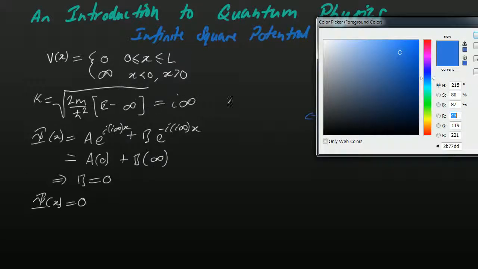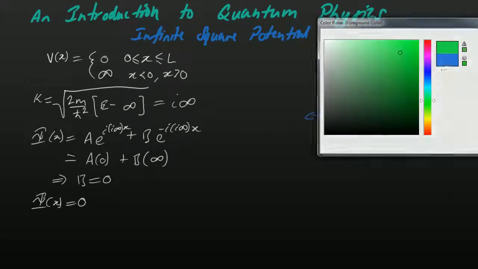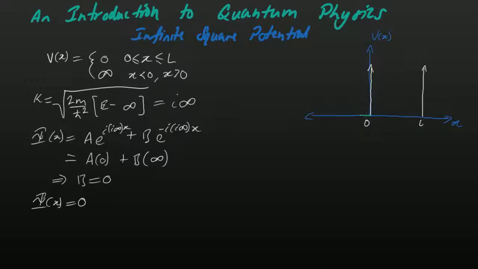I'll use a different color, green. So I'll just draw it here. It's 0. There we go. Okay.